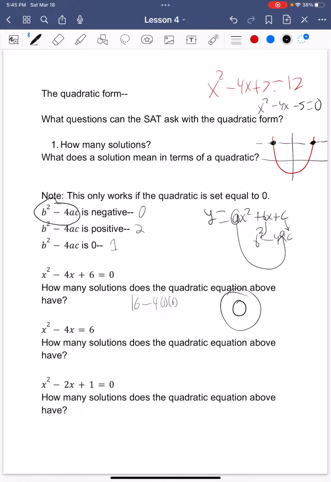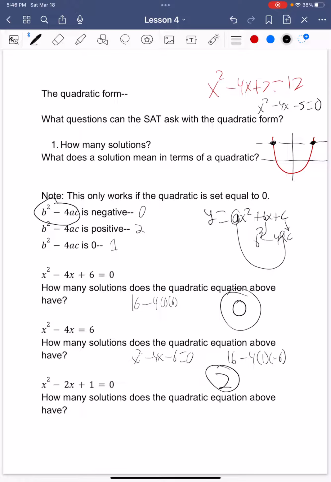What about this one? Remember, it has to be set equal to 0. So we have to subtract the 6 over to the other side to see how many solutions there are. So our new quadratic is x squared minus 4x minus 6 equals 0. B squared is 16 minus 4ac. -4 times -6 is going to be a positive number. And if we add that to another positive number, it's still going to be positive. So we have 2 solutions.